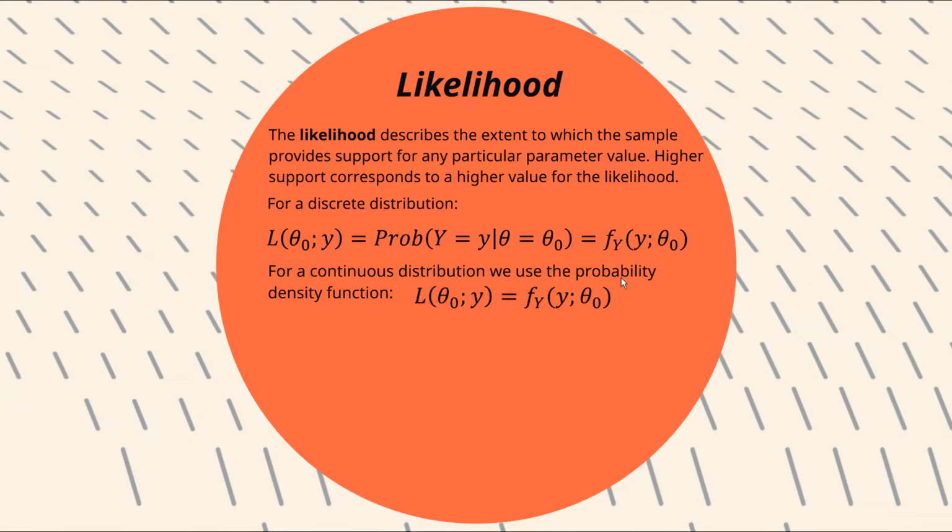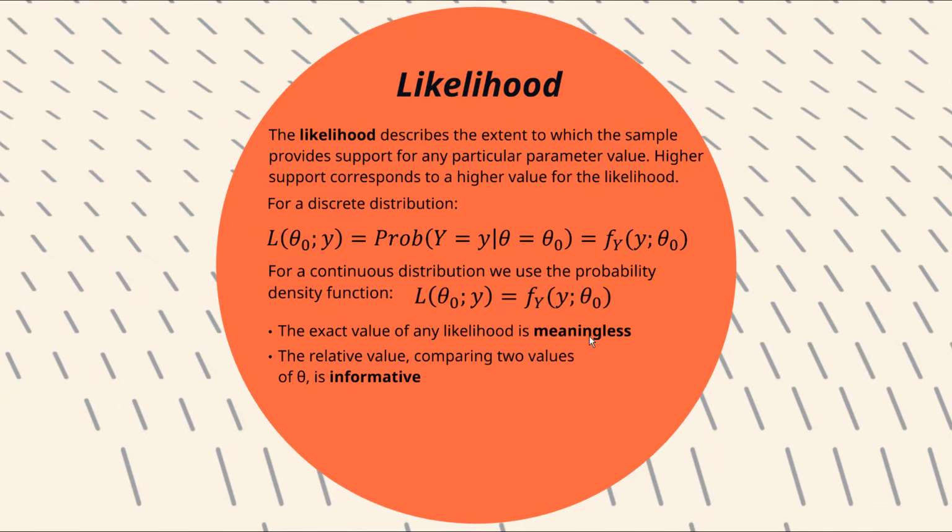So for a continuous distribution, it's exactly the same thing. We can just relate to this final term here, which is the probability density function. But a point to note about the likelihood, and we'll find this out as we go, is that the exact value of the likelihood is completely meaningless by itself. It's only informative when we look at the relative value comparing two potential values of theta. And in doing so, we can construct this thing called a likelihood ratio. So we can look at the likelihood of one particular value of theta and compare that in a ratio to another particular value of theta. And that provides us with something that's useful, but the individual likelihoods themselves don't mean anything.